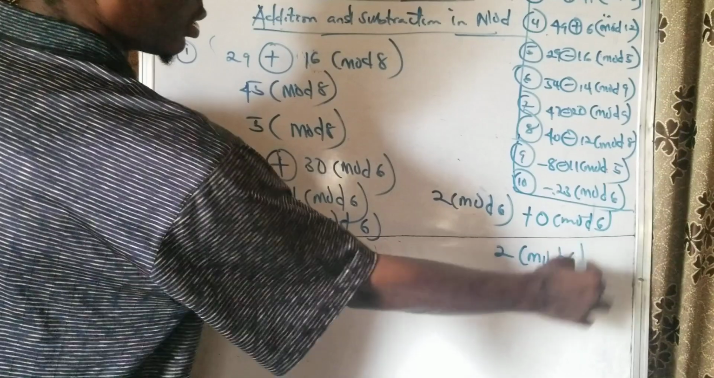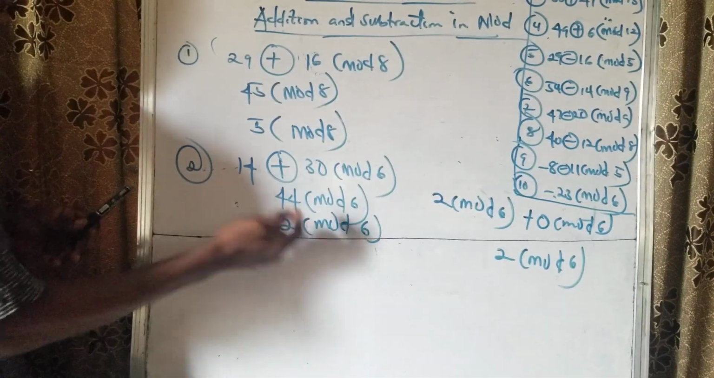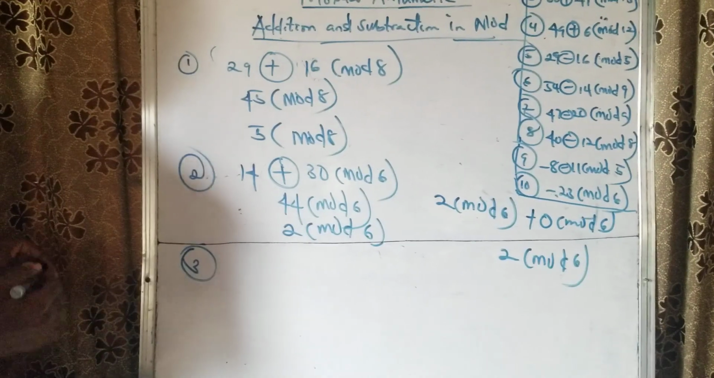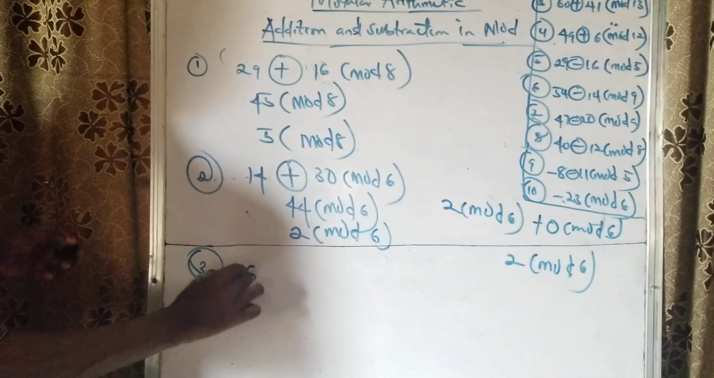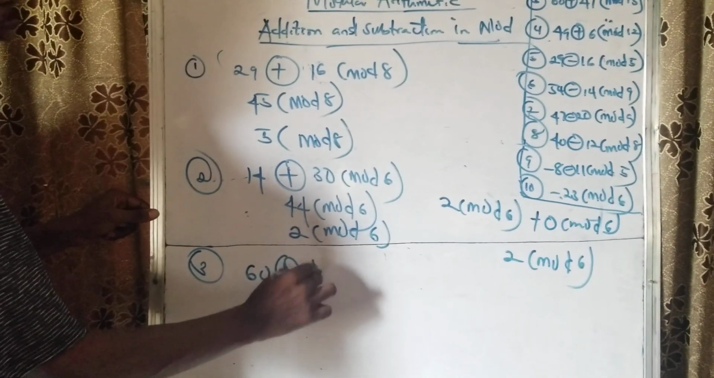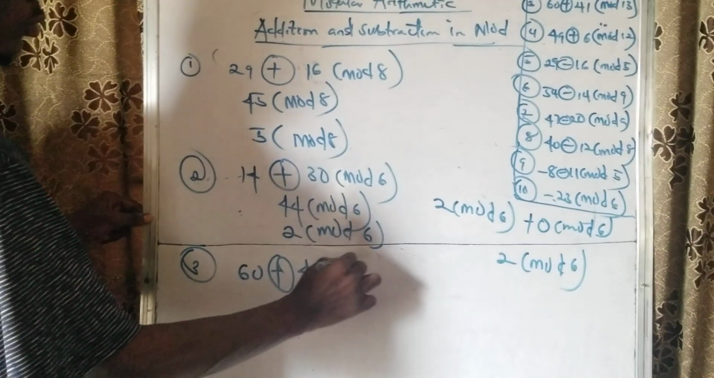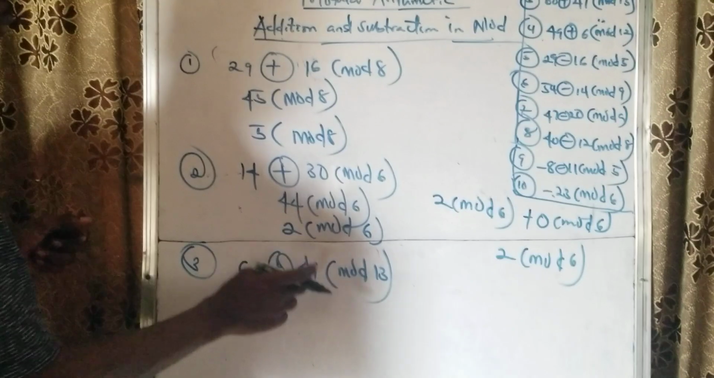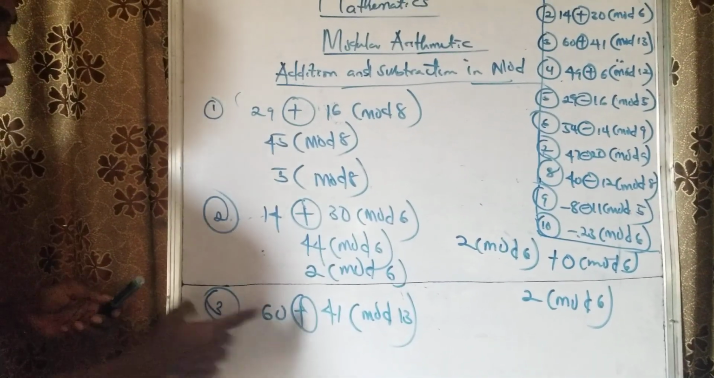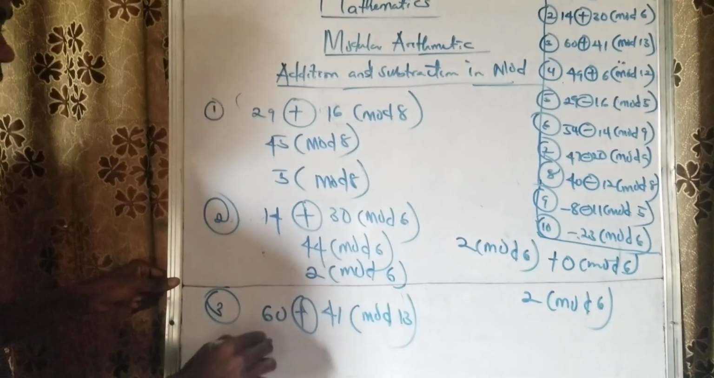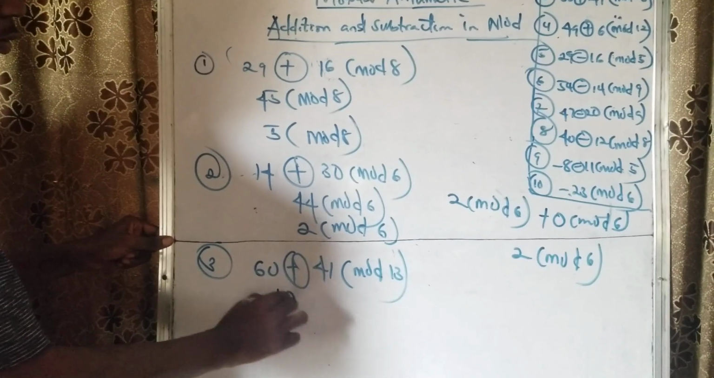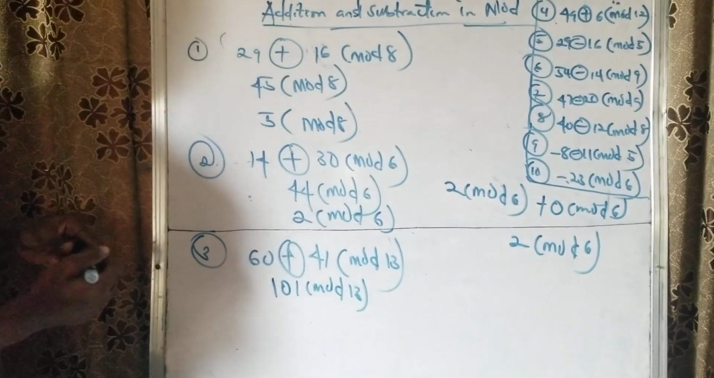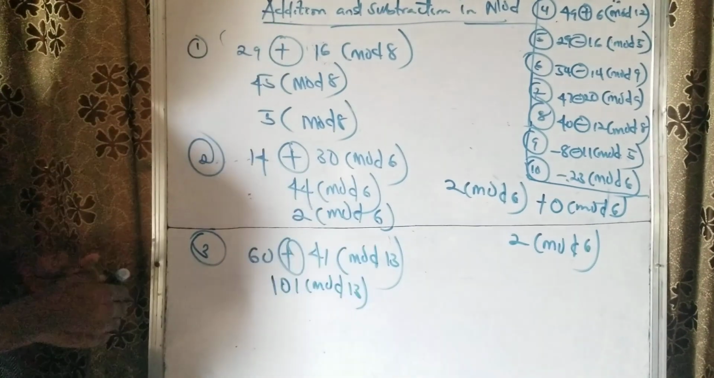Then in mod 6, we get that. So that's that. You can see it correlates with the same answer there. Then question 3. For our question 3 here, we'll be having 60 plus 41 mod 13. So what's 60 plus 41? We'll be having 101 mod 13. So how many times will 13 go in 101?